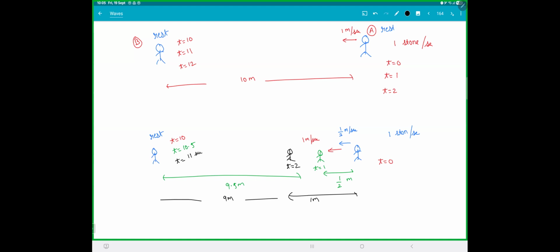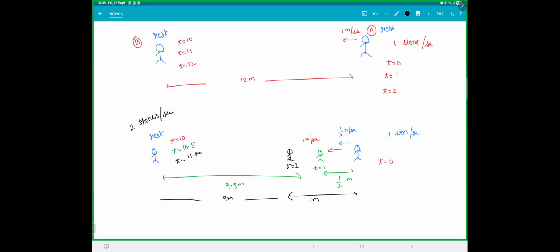Now, did you notice something? A is throwing 1 stone per second, but B is receiving 2 stones per second. Isn't it? In the 1 second interval, I got 2 stones here. Basically, this is what is happening in Doppler effect. Just because the observer started walking, the stones have to travel less and less distance. So it gives an illusion to the observer, as if more stones are being thrown every second.